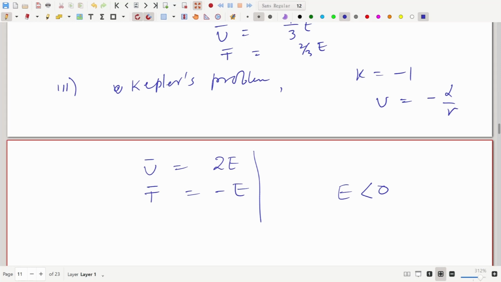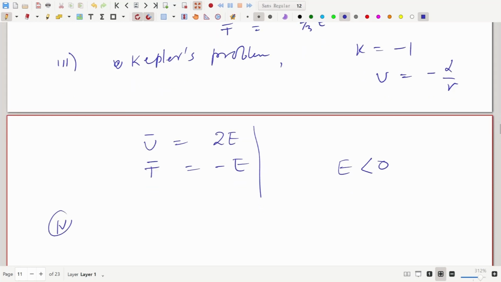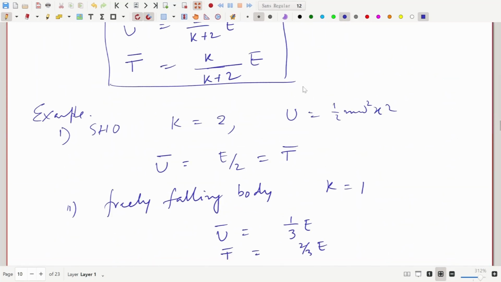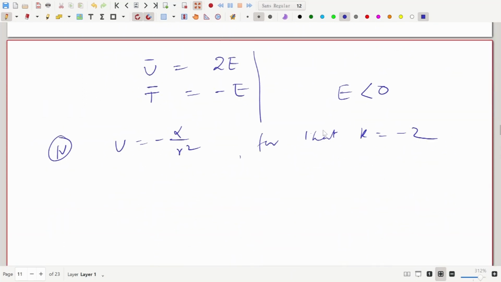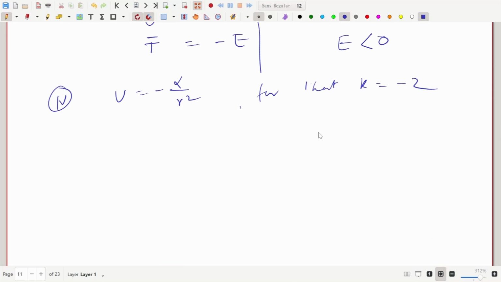Only the last point that I will mention, and then close. If you have a potential alpha by r squared, for that k equals -2. Now, when k equals -2, in the expressions of the average kinetic energy and average potential energy, we have k plus 2, so the denominator becomes 0, and this creates some problem. But this is not inconsistent, because in this system with alpha by r squared, the particle will move to infinity. So the motion is not finite.